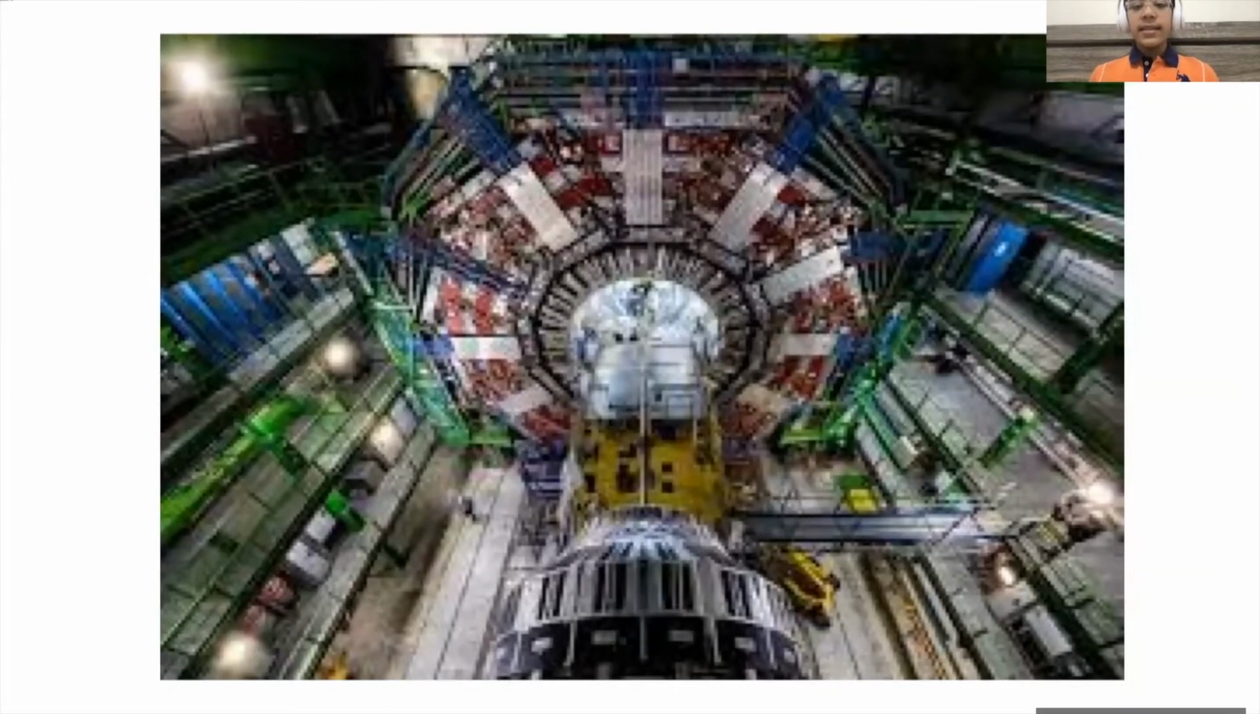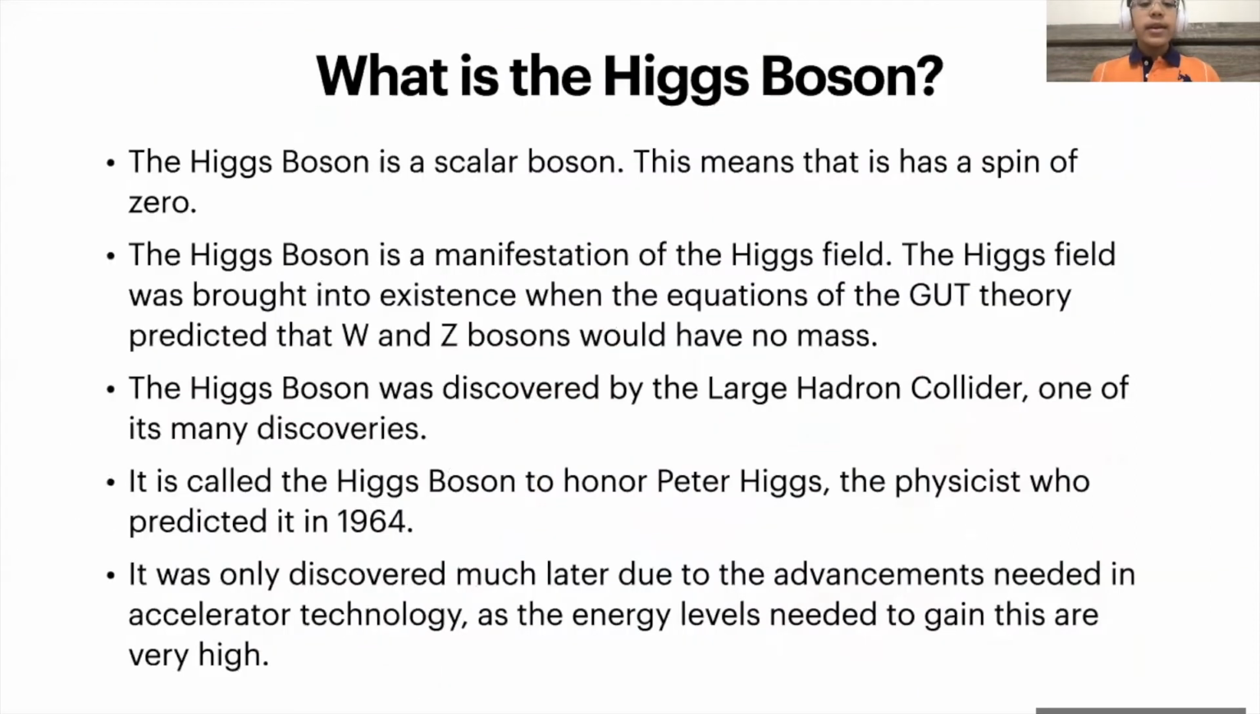The Higgs boson is a scalar boson. That means it has a spin of 0. The Higgs boson has been likened to a God particle because the Higgs field, of which the Higgs boson is responsible for, directly gives particles their mass. The Higgs boson is a manifestation of the Higgs field.